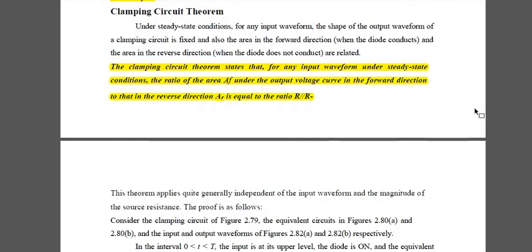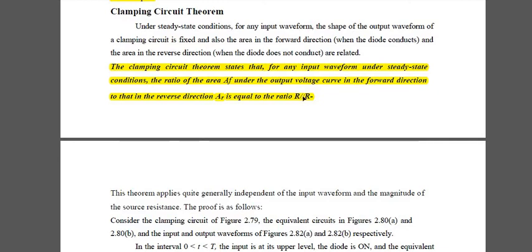Okay, I have just highlighted the theorem statement, then I'll explain clearly what this clamping circuit theorem actually states. The clamping circuit theorem states that for any input waveform under steady state conditions, the ratio of the area under the output voltage curve in the forward direction to the reverse direction is equal to the ratio of Rf divided by R.